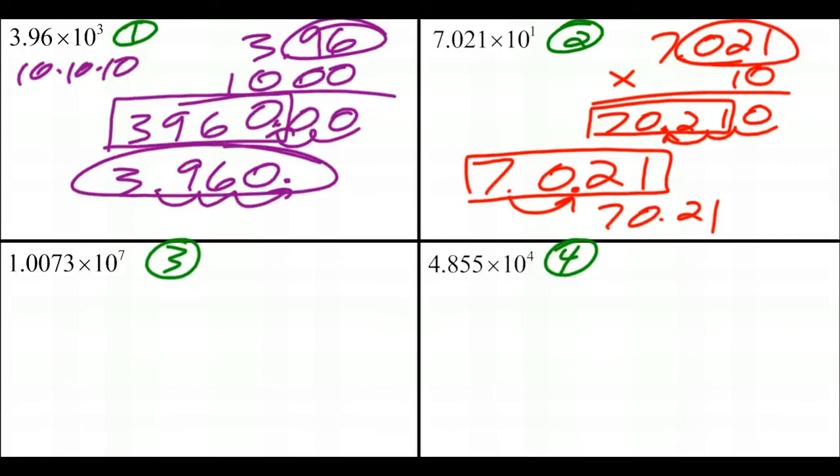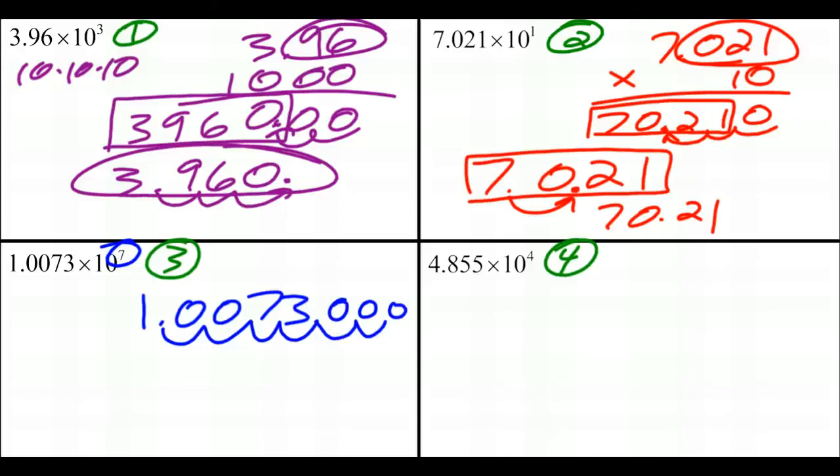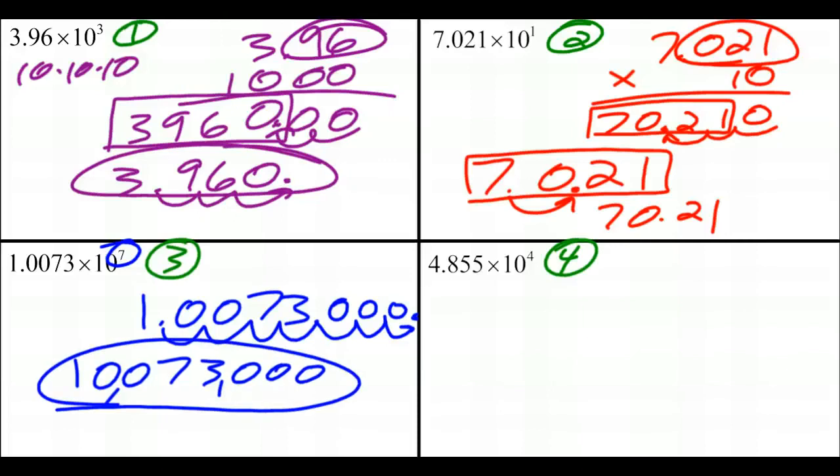Now, number 3 and number 4, we could go through, and if you went through and multiplied by the expanded powers of 10 as a double check, that's fantastic. But we're just going to go through number 3 and number 4 by moving the decimal place. So, 1 and 73 ten thousandths, we need to move the decimal place 7 places. It's getting bigger, because it's 10 to the 7th. So 1, 2, 3, 4, 5, 6, 7. So our answer is actually 10,073,000. Put the commas in to make it easier to read. That's quite a big number.